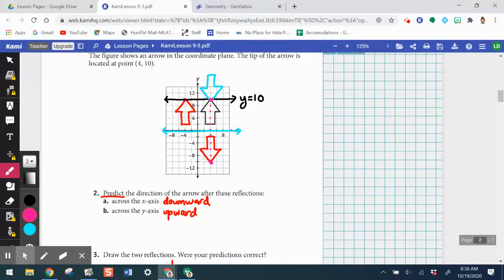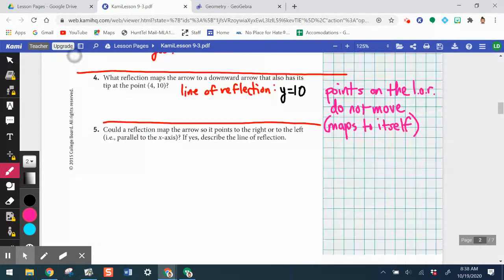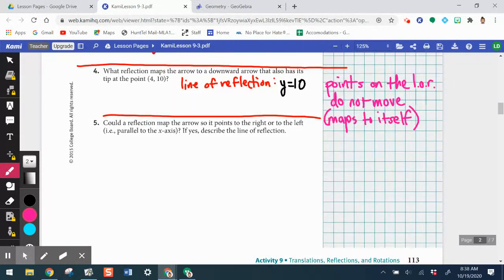So let's hop back over here. Number 5 says, could a reflection map the arrow so it points to the right or to the left? If yes, describe the line of reflection. So go and draw a line here, pun intended. Draw a line here. Think about this. Could a reflection, a flip, map the arrow so that it points to the right or the left?